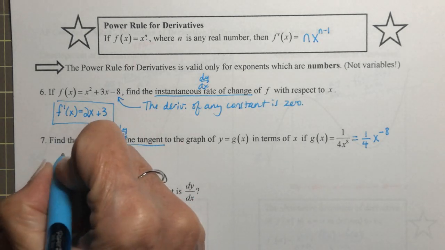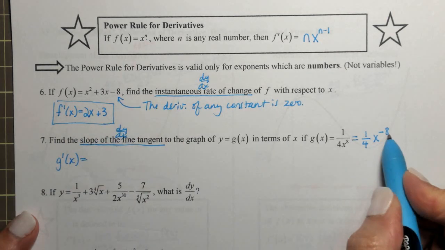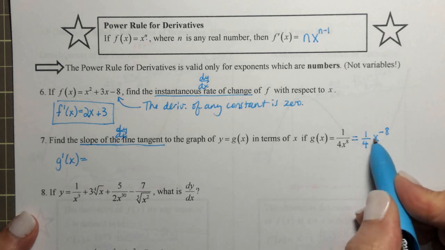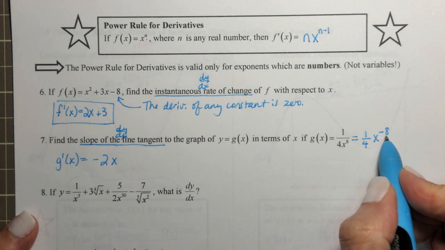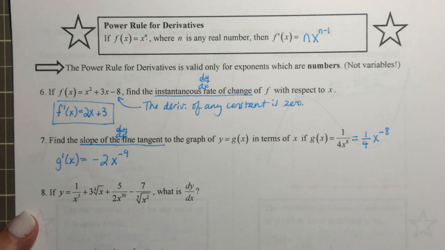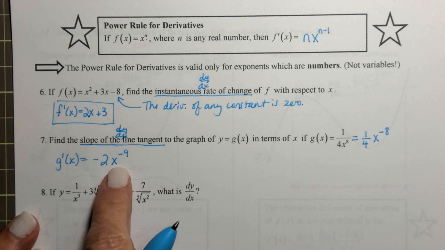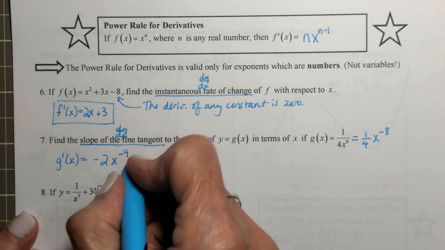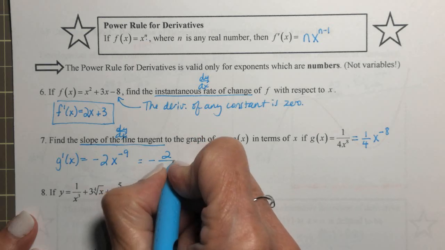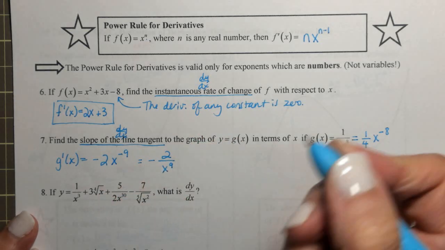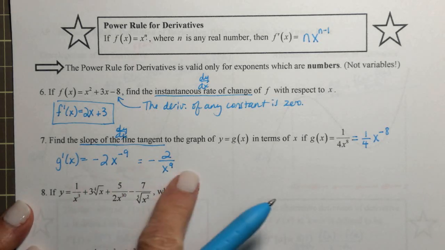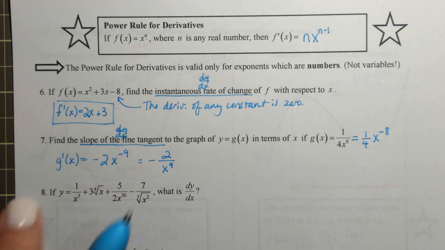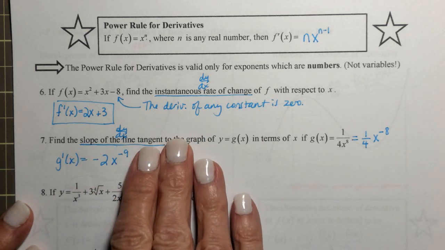So g prime of x is power times the coefficient. Negative 8 times the fourth is negative 2. Keep your x, decrease your power by 1. That's the derivative. Okay? Now, of course, they might write this in a multiple choice answer. They might write that as negative 2 over x to the 9. They might bring that x back to the bottom and give it a positive power. Or they might leave it like that. Be able to get there. Okay? If this was free response, you could stop right there and be fine. Okay?